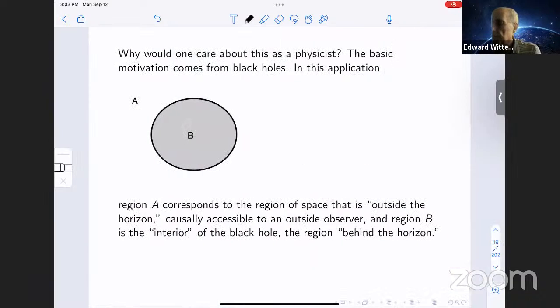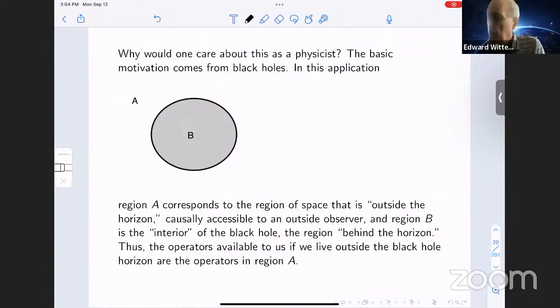In this application, region A corresponds to the portion of space that's outside the horizon, causally accessible to an outside observer, and region B is the interior of the black hole, the region behind the horizon. Thus, the operators available to us if we live outside the black hole horizon are the operators in region A. And therefore, the statement is that operators outside the horizon, at least in ordinary quantum field theory, make up a type 3 algebra.